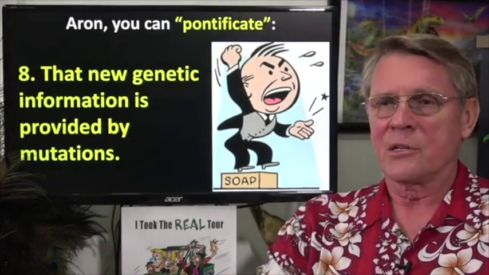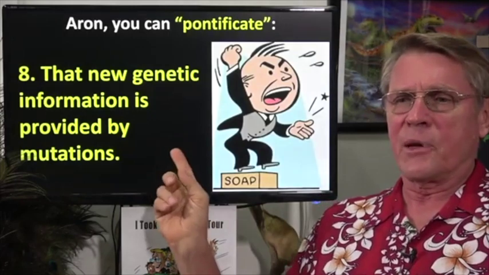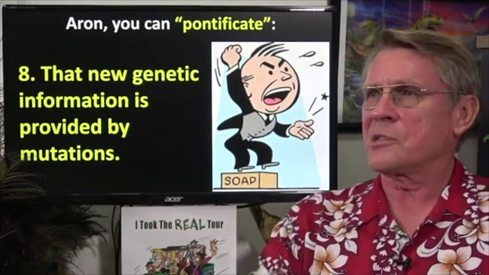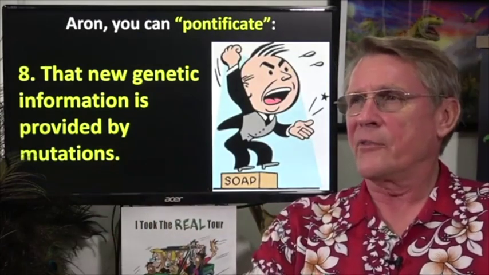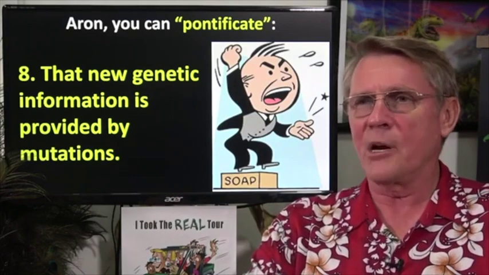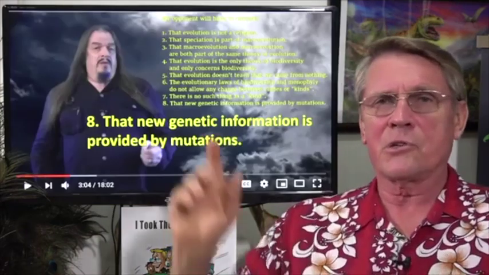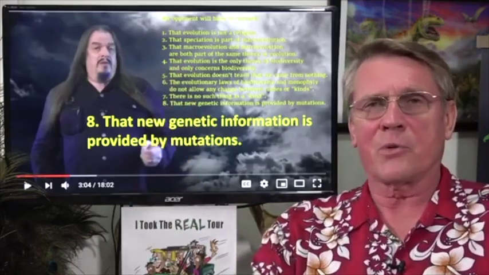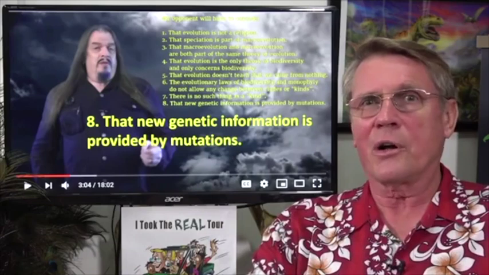You want to pontificate. You said new genetic information is provided by mutations. That's like saying, if we have enough mistakes in this factory that makes cars, it'll all of a sudden start producing airplanes. Now you just breezed through this with your 10 or 12 or 15 reasons, whatever it was, that I'm wrong and you're right.